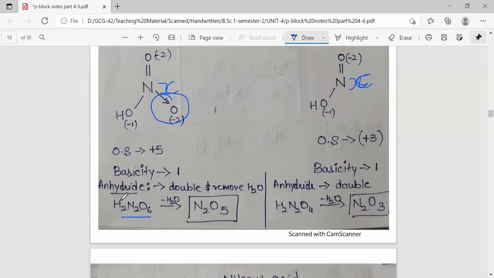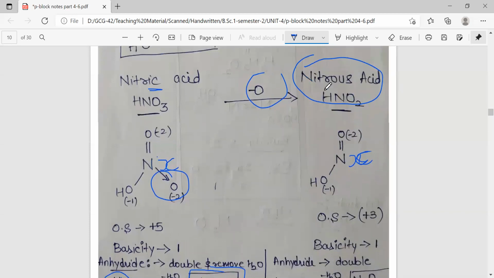H2N2O6. So we'll remove one water molecule from here, as only one water molecule is feasible to be removed because there are only 2 hydrogens. So one water molecule will go and we'll get the corresponding anhydride oxide, that is N2O5, which is the anhydride for nitric acid. Similarly for nitrous acid, here also there is an odd number of hydrogens, only one hydrogen is there.